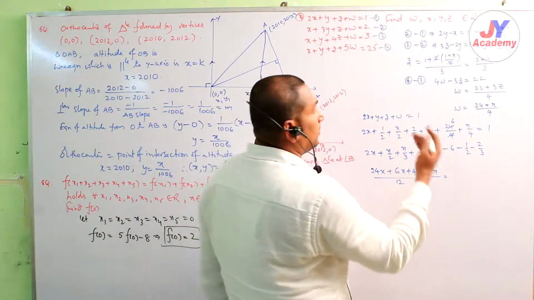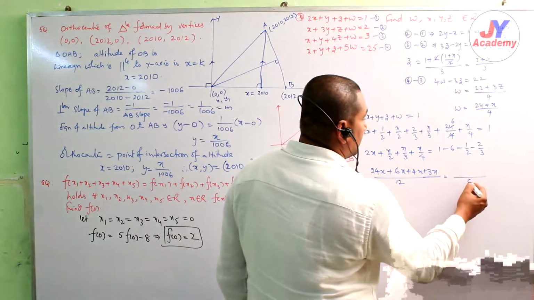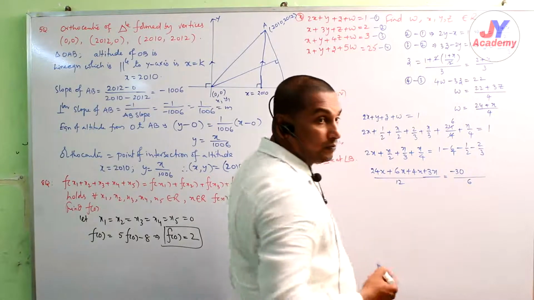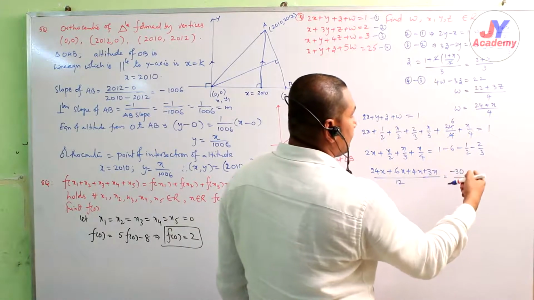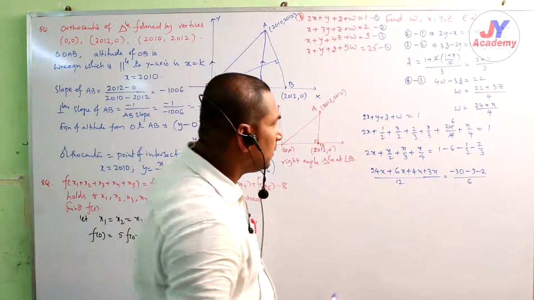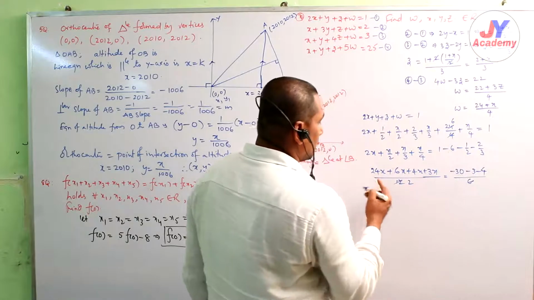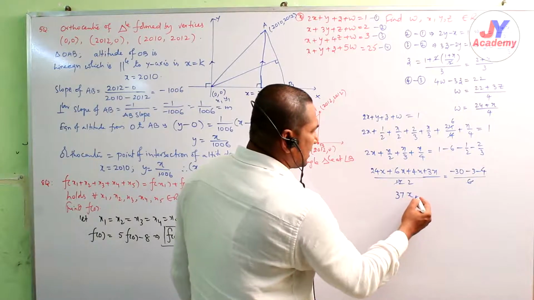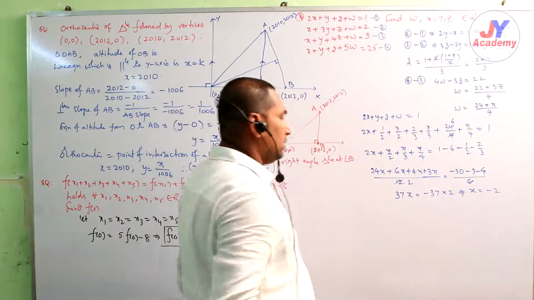First you have to find x, then we will get w. x, y, z, w, all will get. The LCM is 6 on the right side, which gives minus 30 minus 5 minus 4 minus 3 minus 2. What about the LHS? 37x is equal to minus 37 into 2. That implies x is equal to minus 2.